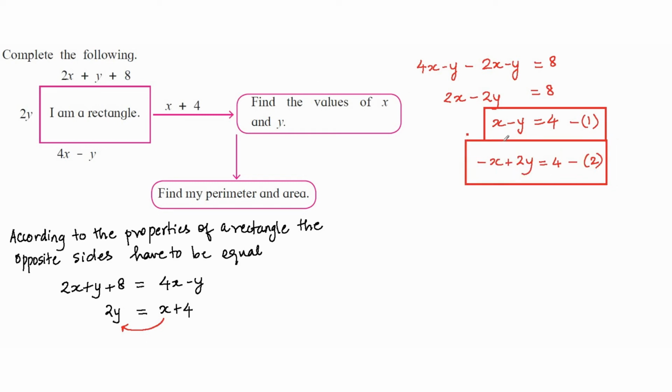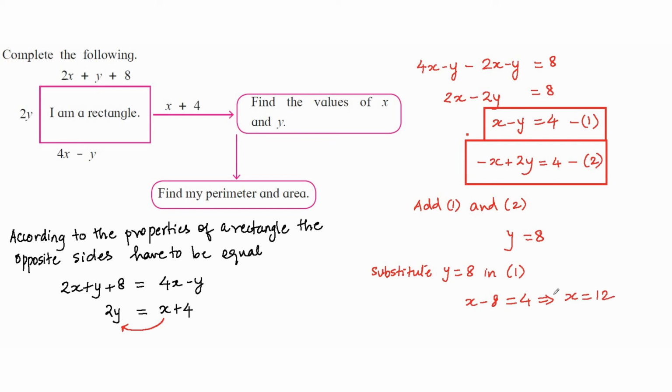If I add the two equations, I notice that x is going to get cancelled. So adding 1 and 2, I get x minus x cancels, minus y plus 2y becomes plus y equals 4 plus 4 becomes 8. Therefore, the value of y is 8. Now let's substitute y equal to 8 in the first equation. So what I get is x minus y, that's x minus 8 is equal to 4, which means x equals 12. Therefore, the values of x and y are x equals 12 and y equals 8.